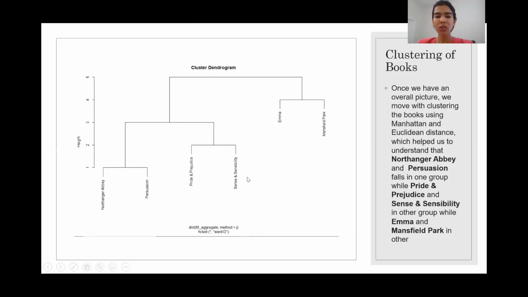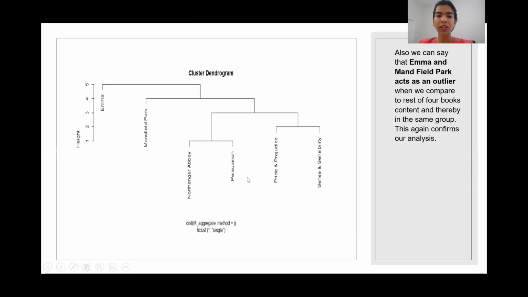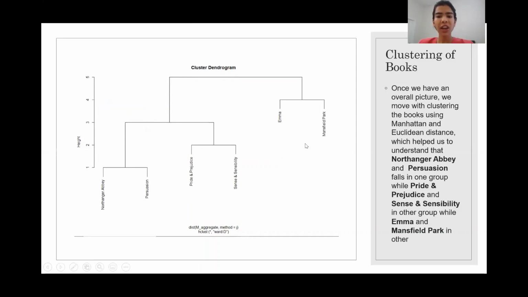Once this was done, I was also curious to find which books distinguish themselves from the rest of the books. For that, I used single linkage for clustering, in which I found that Mansfield Park and Emma stand out compared to the remaining 4 books. So it is pretty obvious why we got Emma and Mansfield Park as one cluster. This helps us confirm that our clustering is working properly.